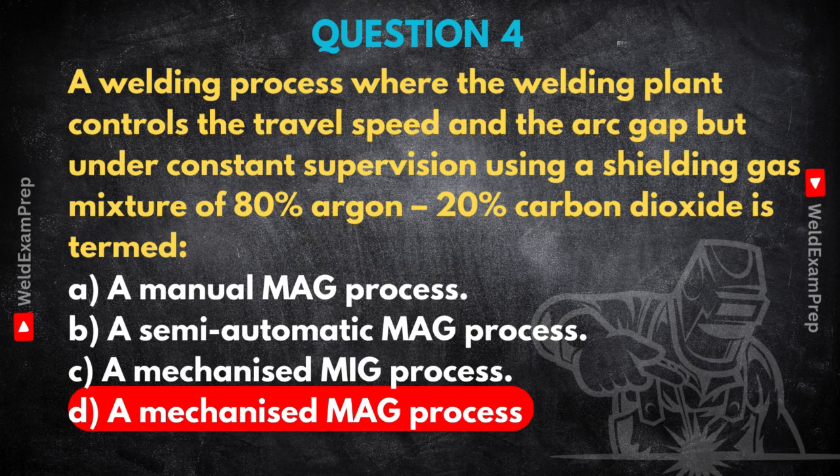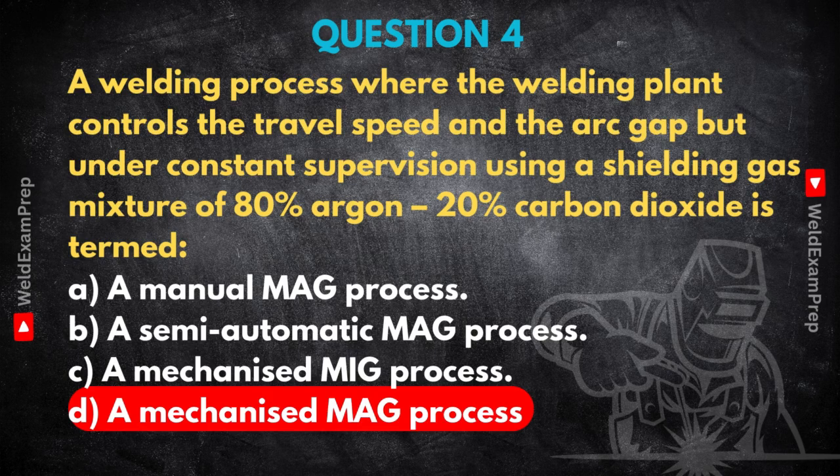So put the clues together. Mechanized for the control aspect and MAG from the active gas, you get option D. Being able to spot this stuff quickly is fundamental for checking against a WPS for troubleshooting. An inspector needs to walk up and know what process they're looking at. Excellent breakdown. Every detail matters, clearly.